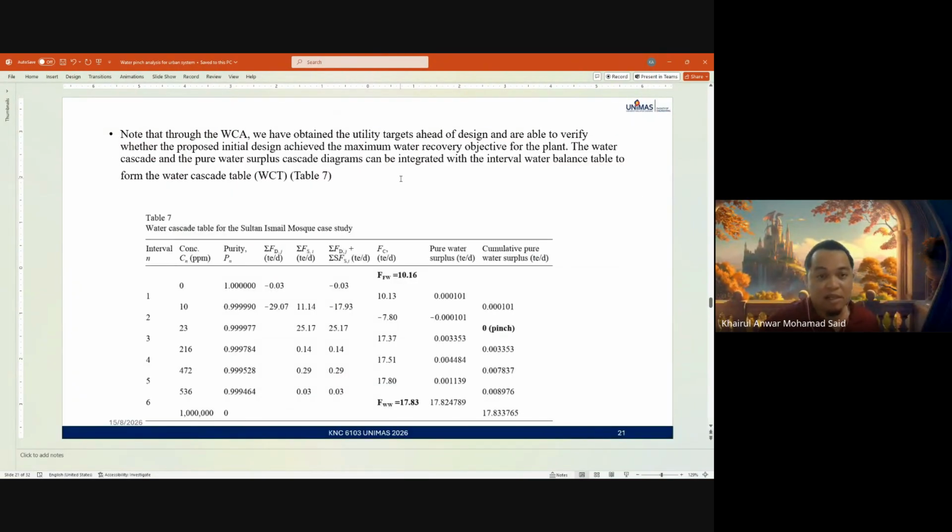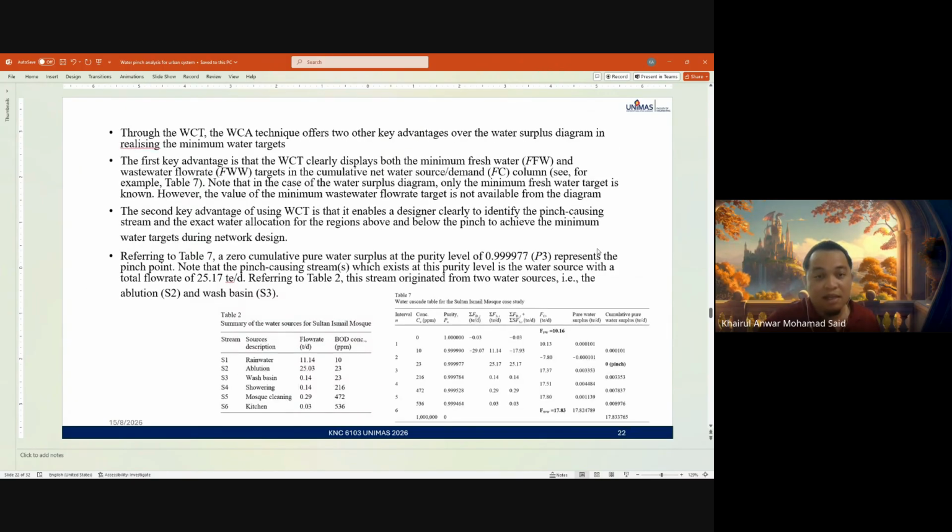This is the water cascade table. From the interval water balance, you continue with FC, water surplus, cumulative pure water surplus. Next is regeneration.